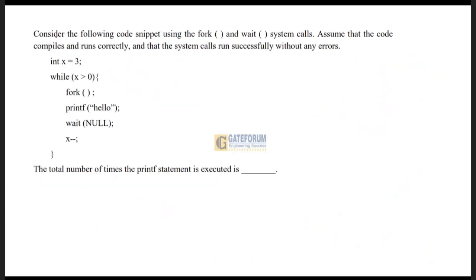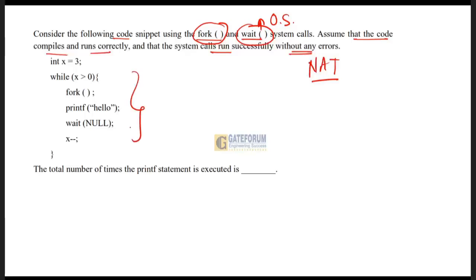The following question was asked as a part of programming in C in GATE for 2 marks, and the nature is numerical answer type. The question is as follows: consider the following code snippet using fork and wait system calls. So basically in the background there is a concept of operating systems we are using. Why? Because there is fork and wait, that is the background concept of operating systems. Now assume that the code compiles and runs correctly, and that the system calls run successfully without any error, and this is the program which is given to us.